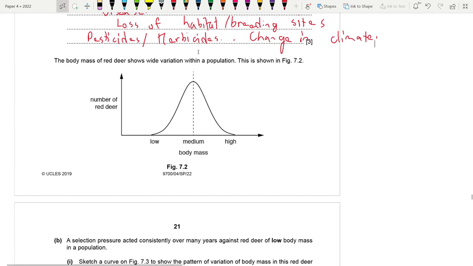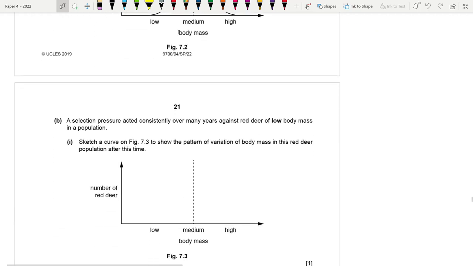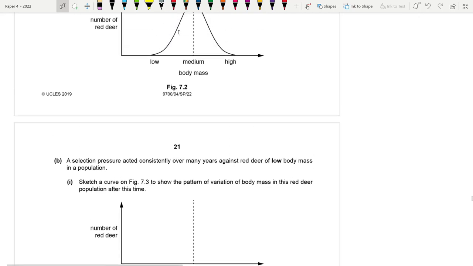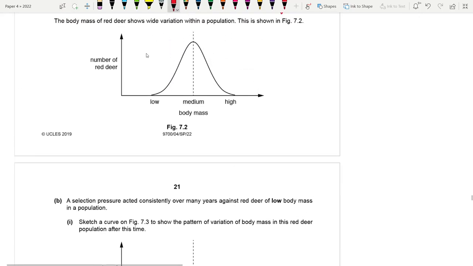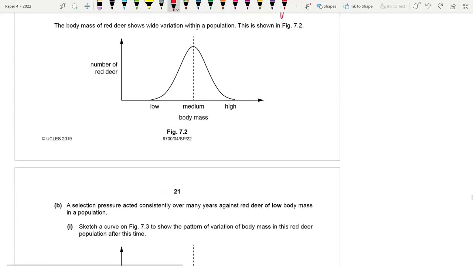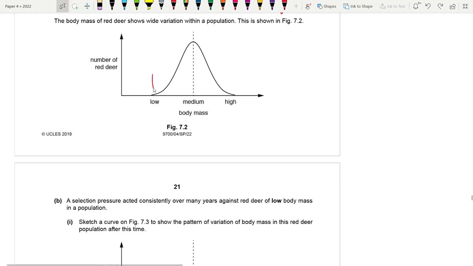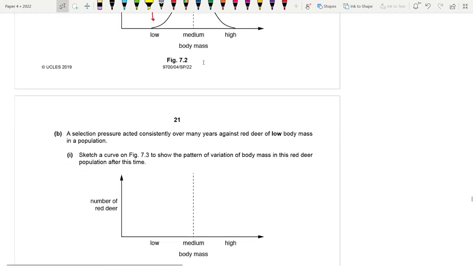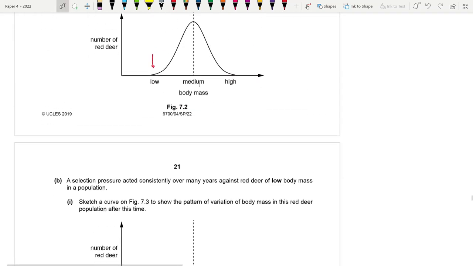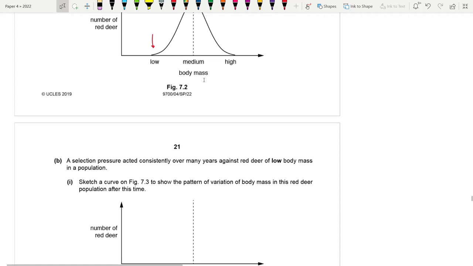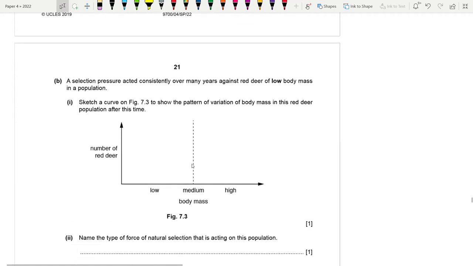Okay, so this is the body mass of red deer. It shows wide variation within a population. Medium body mass is selected for, clearly. A selection pressure acted consistently over many years against red deer of low body mass. Sketch the population after this time. So the selection pressure acted on deer of low body mass. What's going to happen? Directional selection will occur. Low will disappear after some time.